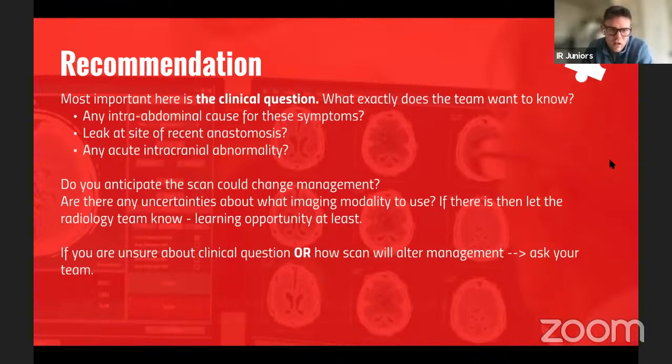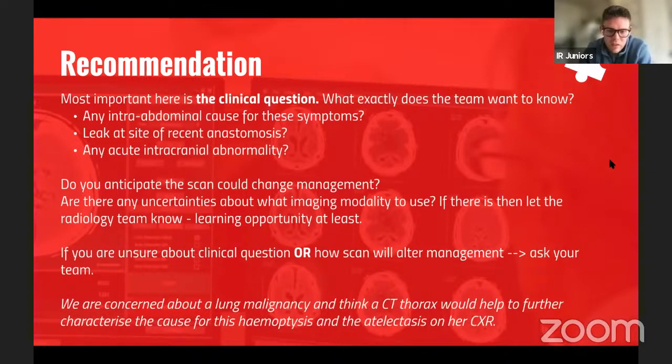And that's that part. So yeah, we're concerned about a lung malignancy, and we thought CT thorax would help to characterize the cause for hemoptysis and the atelectasis on our chest x-ray.